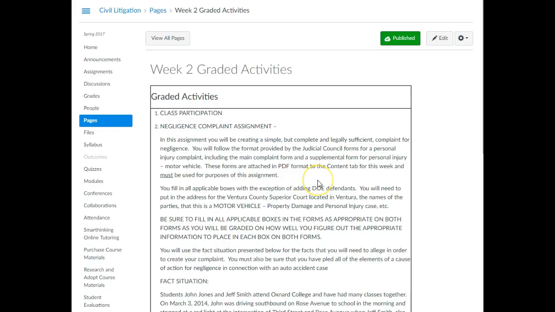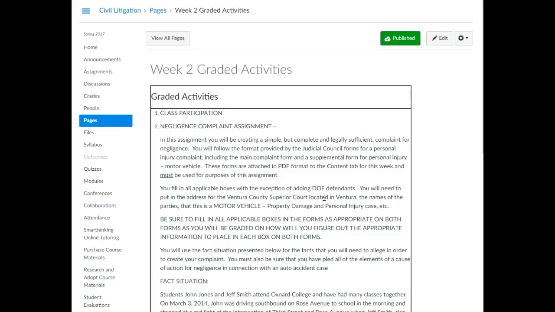And then you're going to put in the address for the Ventura County Superior Court, the one that is located in the city of Ventura, by the way. And so that means you're going to have to go look up that address. You need both the mailing address and the actual physical address of that courthouse to be put in there. We'll go through exactly where that goes into the Judicial Council form, but I'm going to have you go out and actually look that up, and you can do that on the website for the Ventura County Superior Court. Now remember, the mailing address will be different than the physical address, so be aware of that.